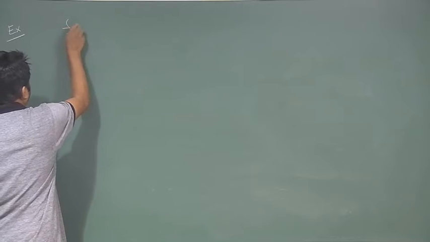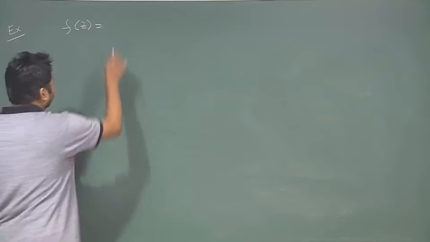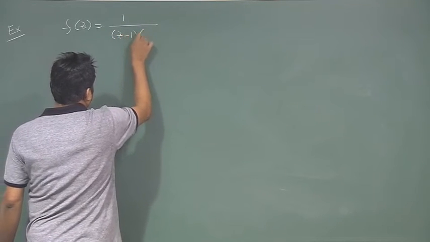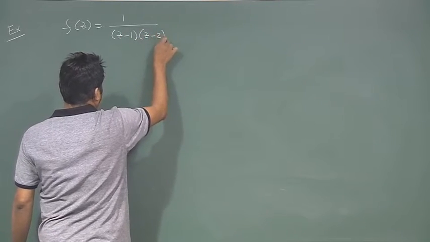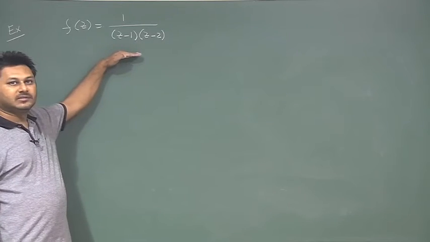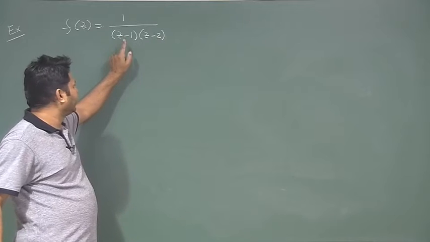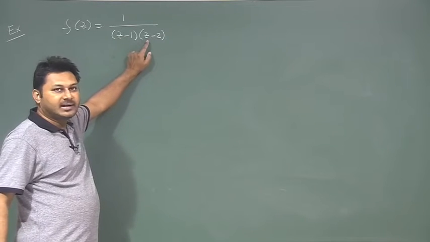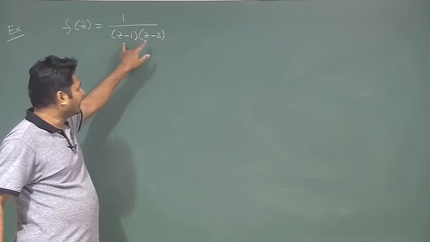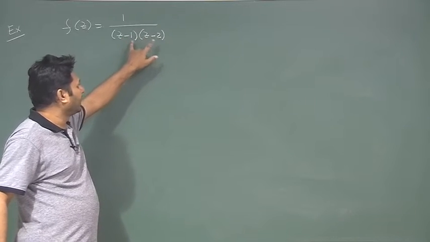If f(z) is say 1 divided by (z minus 1)(z minus 2), we need to expand this particular function. First, you should note that this function has a singularity at z equal to 1 and at z equal to 2. Both the singularities are simple poles, that is, poles of order 1, at the points 1 and 2.